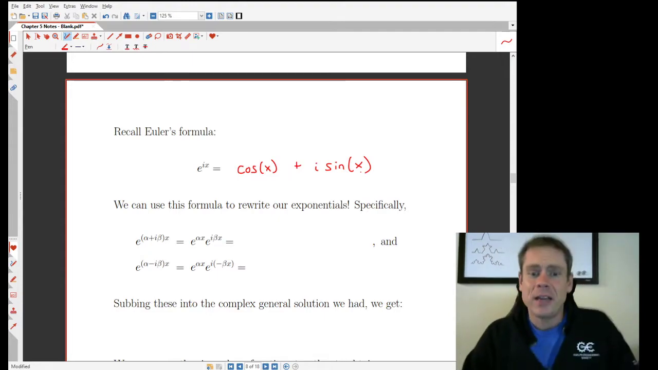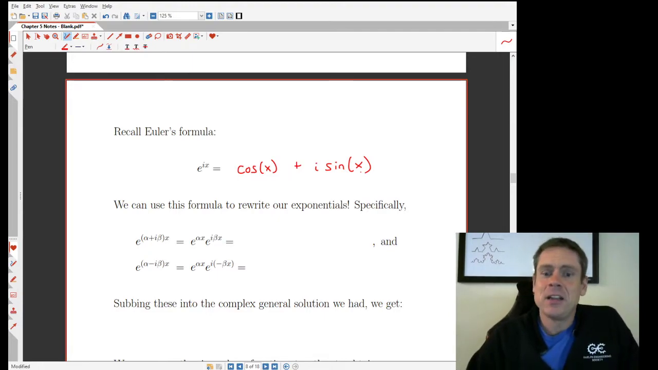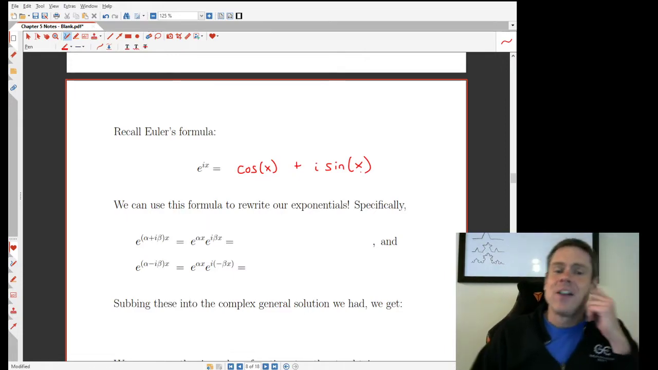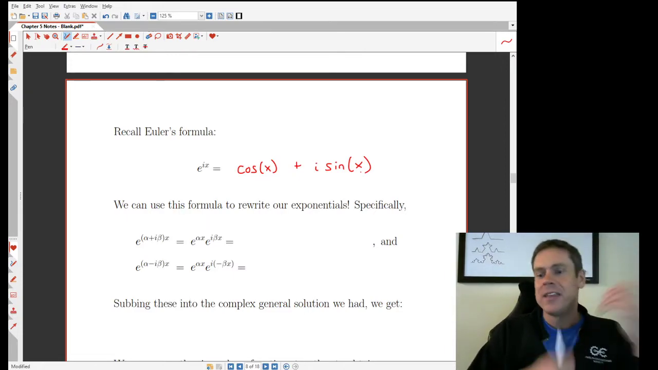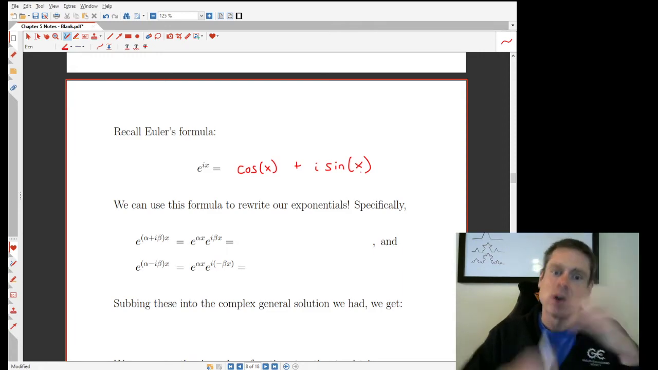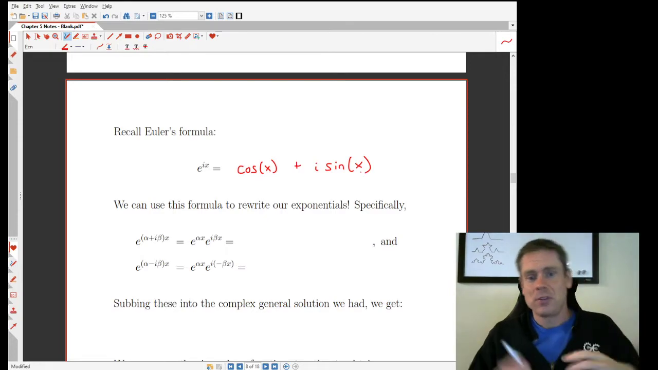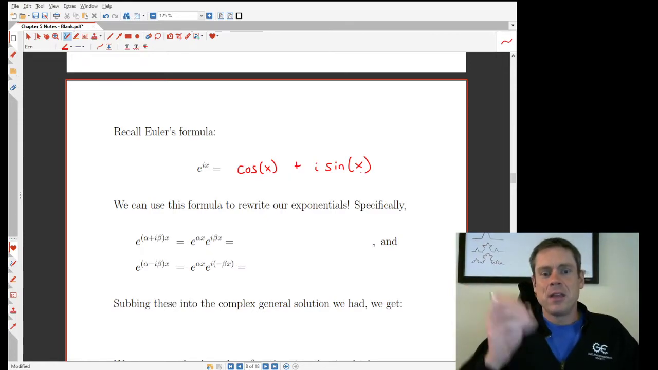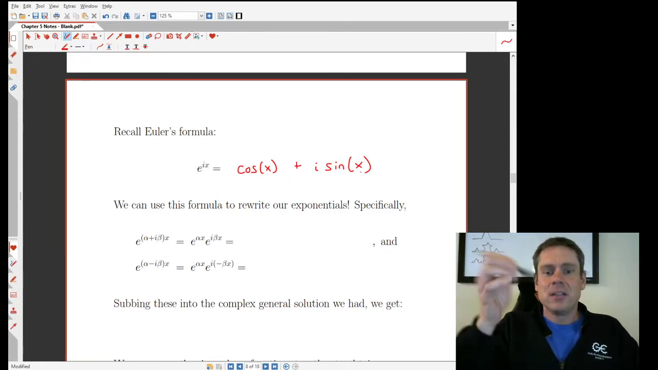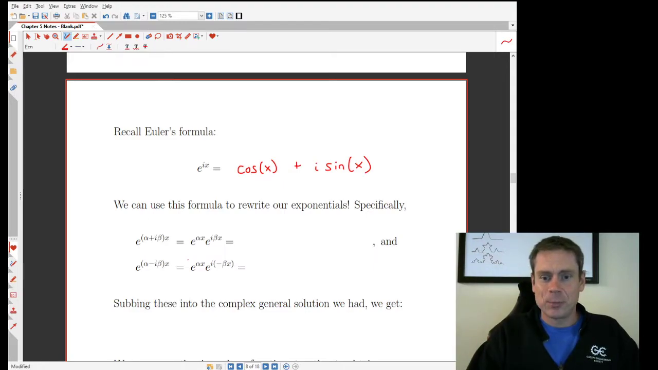And what we're going to do here is use this formula to rewrite our exponentials. So we had an e to the alpha plus i beta in the one, we had an e to the alpha minus i beta in the other, times an x in both the exponents. I'm going to use exponent rules and break those up. This is e to the alpha x, e to the i beta x using exponent rules.